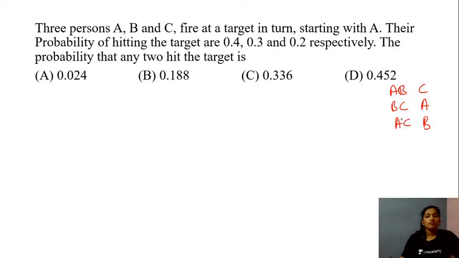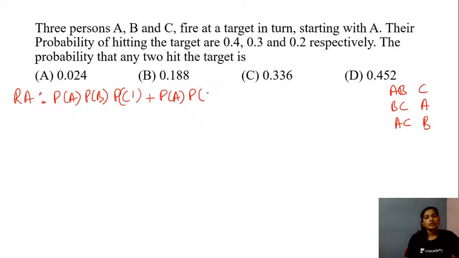Okay, so we have 3 different situations here. So the required answer for us would be probability of your event A into probability of your event B into the probability of C complement plus probability of your event A into probability of B complement into probability of your event C plus the probability of A complement into probability of your event B into the probability of your event C.